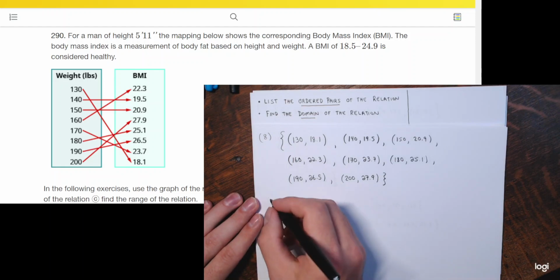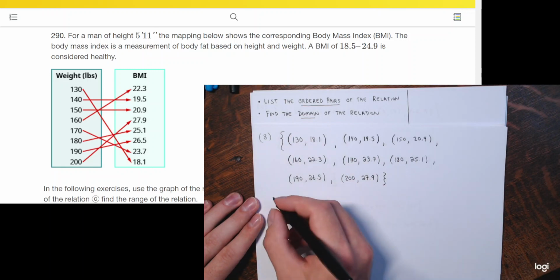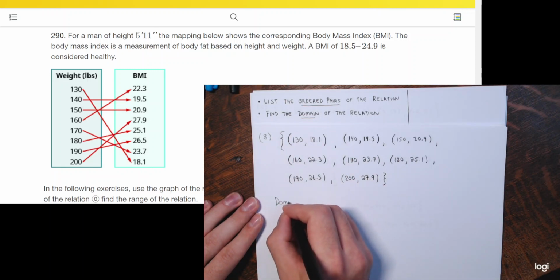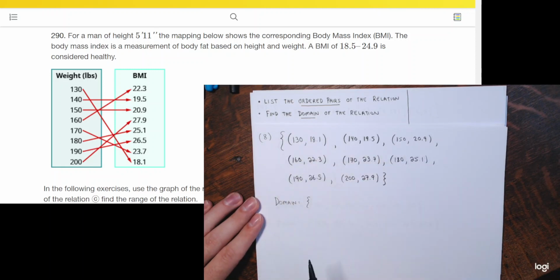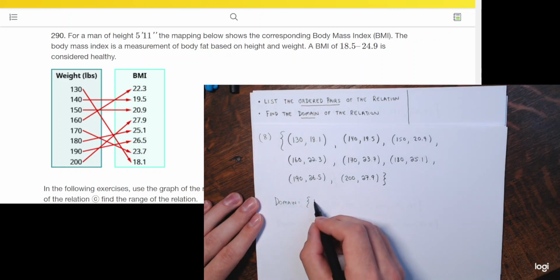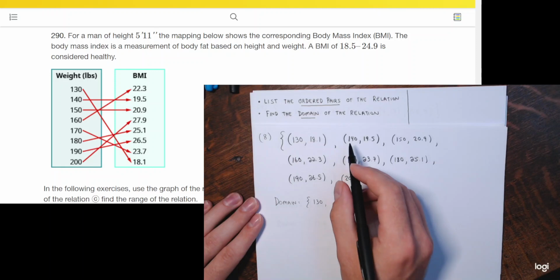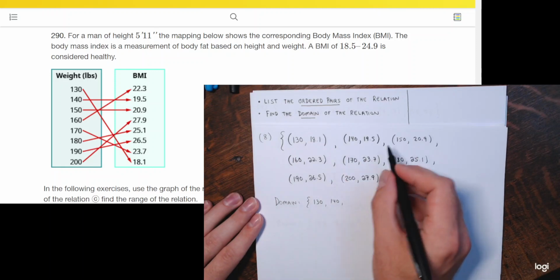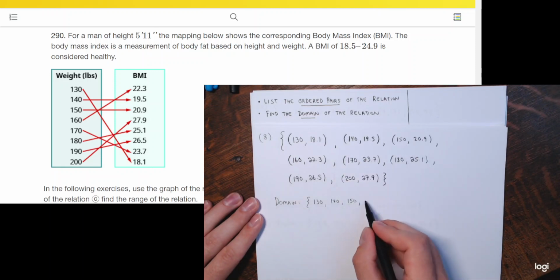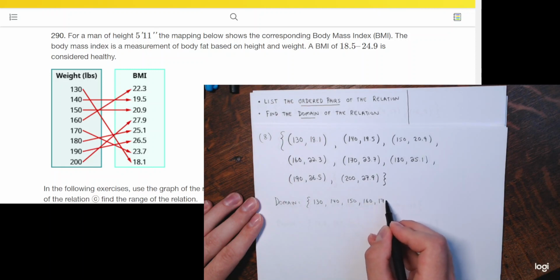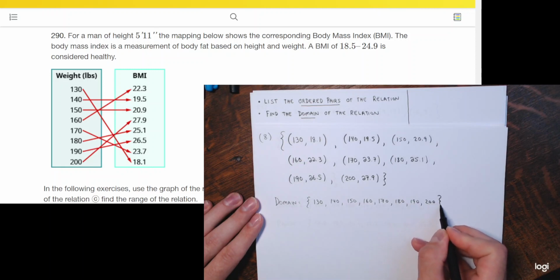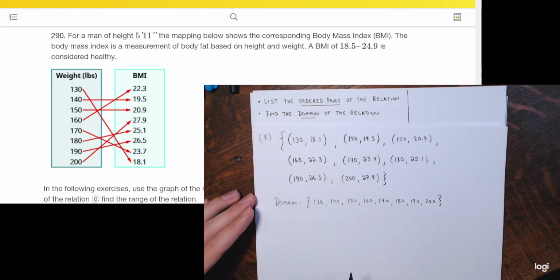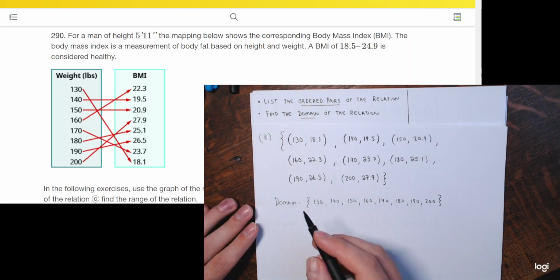And then after the relation is written as this set of ordered pairs, we state the domain, which again is just the set of all the first coordinates, and here all the first coordinates are just the weights of these 5'11" women. So 130 pounds, that belongs to the domain, 140, 150, all the way up to 200. That won't take me that long to write here. And there you go, there's the domain of this relation. The set of all the first coordinates, all the weights.